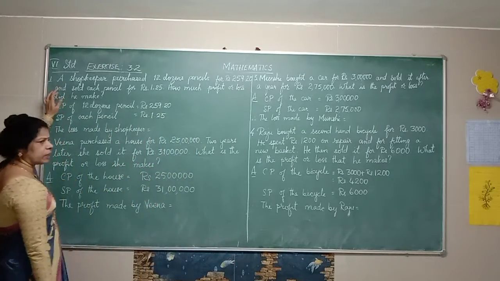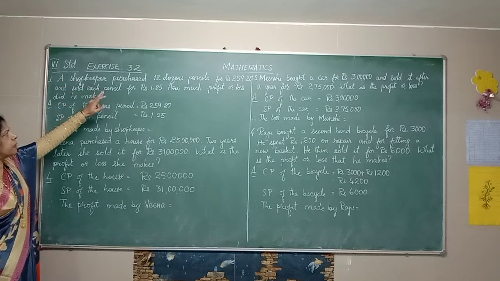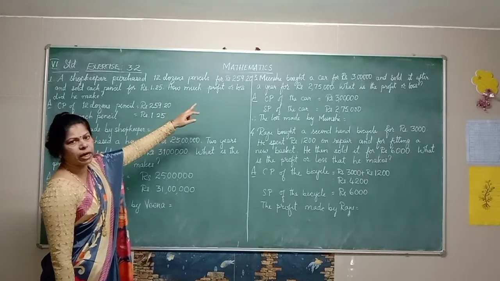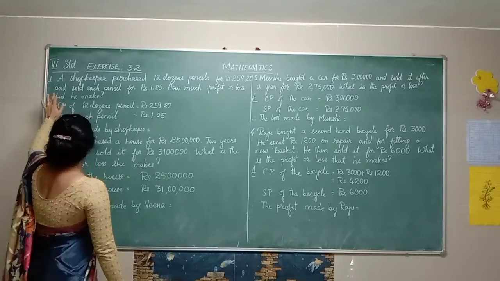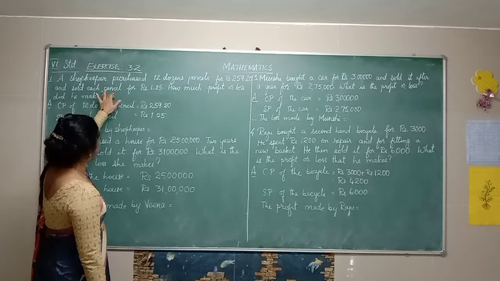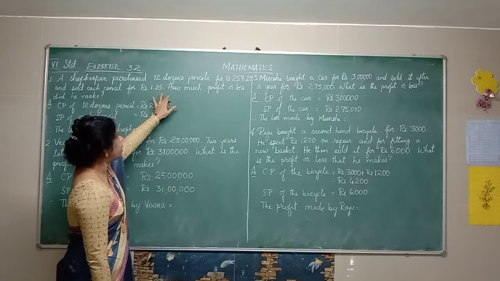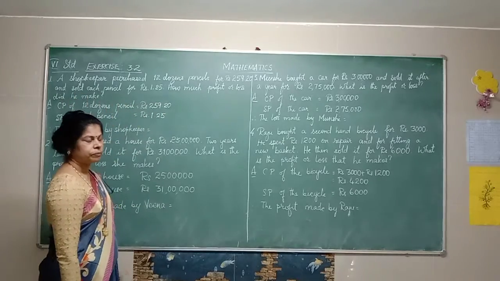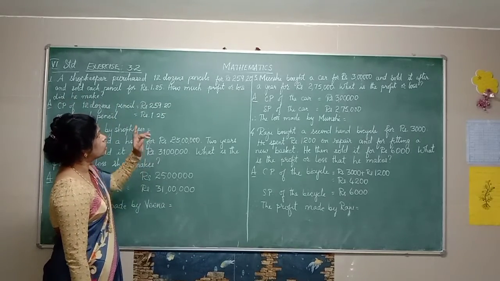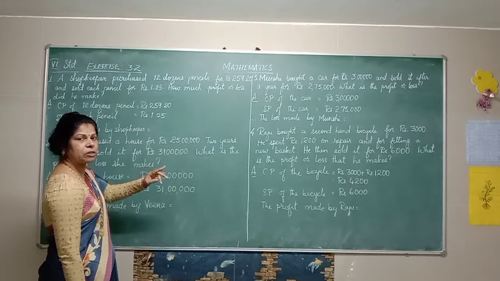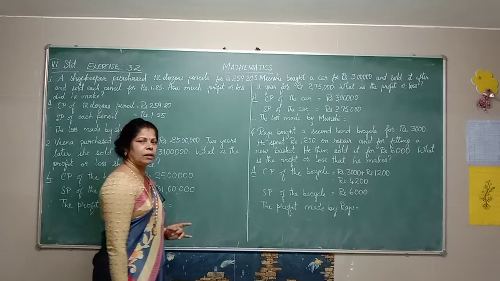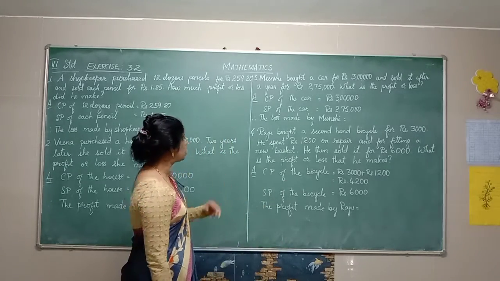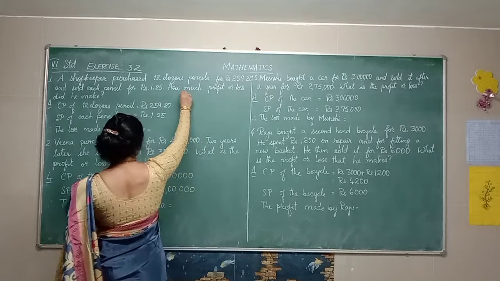So here, the first one is: a shopkeeper purchased 12 dozens pencils for rupees 259 rupees 20 paise and sold each pencil for 1 rupee 25 paise. How much profit or loss did he make? So what is the question here? For 12 dozens. 12 dozen means what? 1 dozen is how many pencils? 1 dozen means 12. Like that, how many dozens did he purchase? He purchased 12 dozens. So first let us do that.